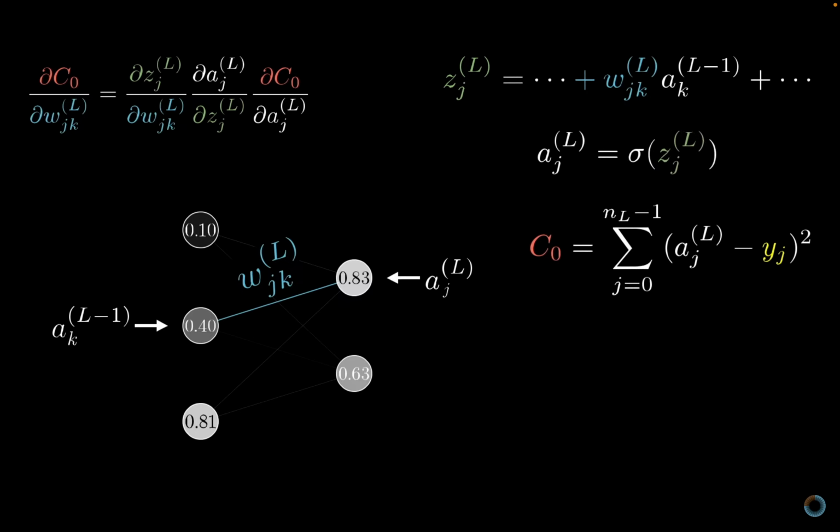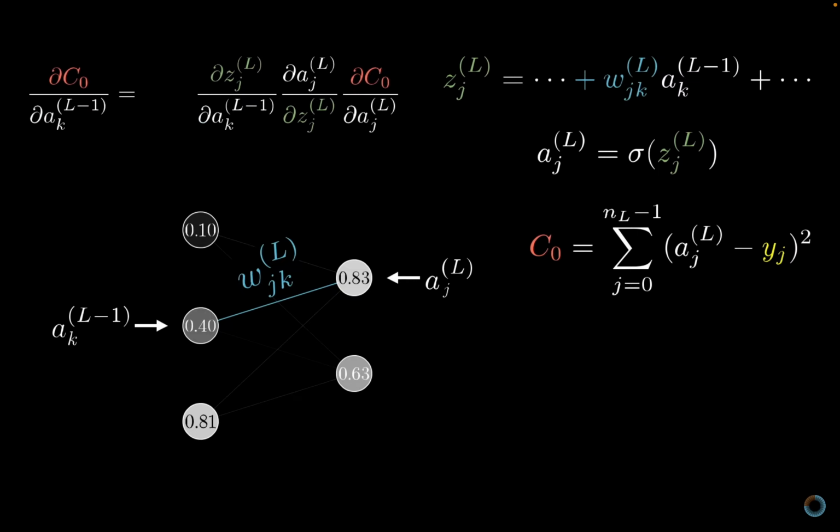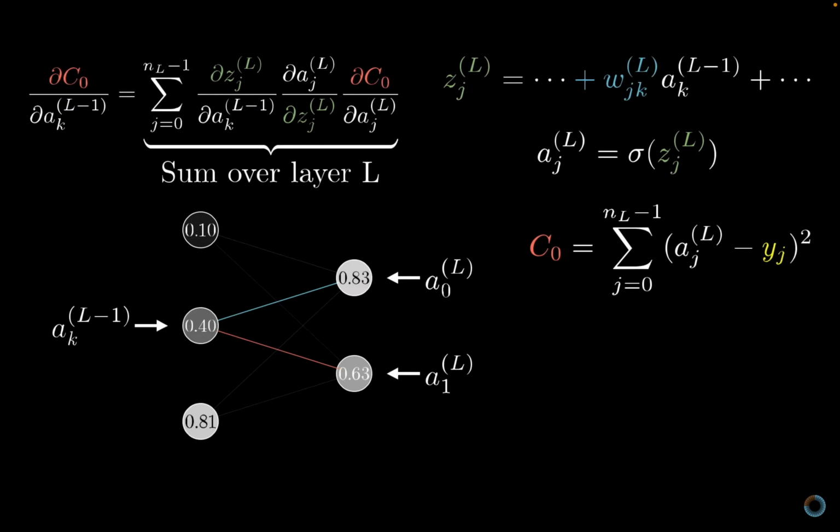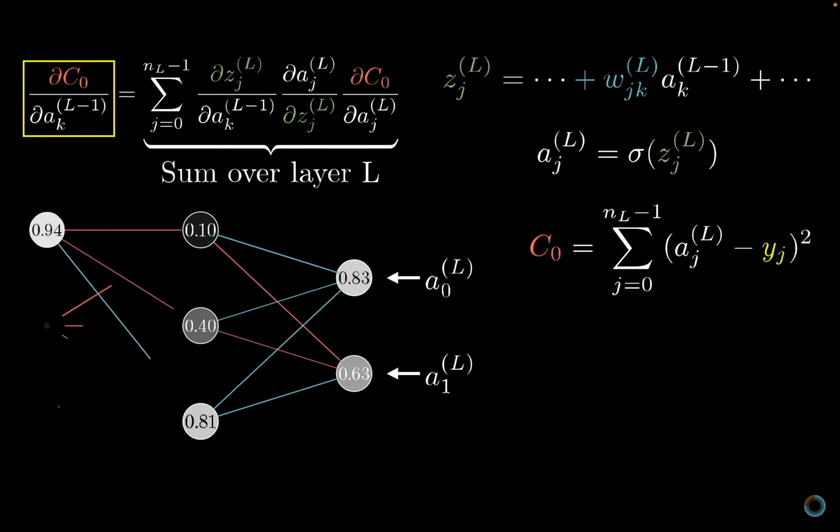What does change here, though, is the derivative of the cost with respect to one of the activations in the layer L-1. In this case, the difference is that the neuron influences the cost function through multiple different paths. That is, on the one hand, it influences AL0, which plays a role in the cost function, but it also has an influence on AL1, which also plays a role in the cost function, and you have to add those up. And that, well, that's pretty much it. Once you know how sensitive the cost function is to the activations in this second to last layer, you can just repeat the process for all the weights and biases feeding into that layer.